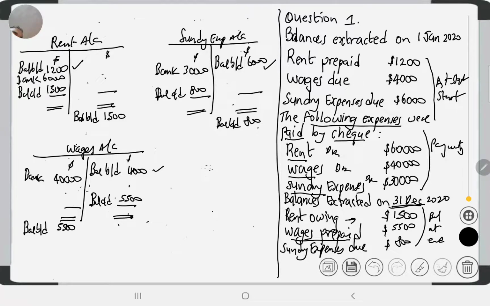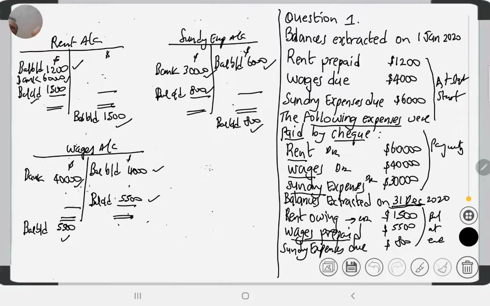When we pay, credit bank account, debit rent, debit wages, debit sundry expenses. Closing balances, owing at end, it will have a credit balance. So here, and then we have to copy it again. Prepaid at end, it will have a debit balance, but below the total. Sundry expenses due, liabilities, it will have a credit balance below the total, then it will be followed by balance CD. That's all. Then we have to close the accounts.